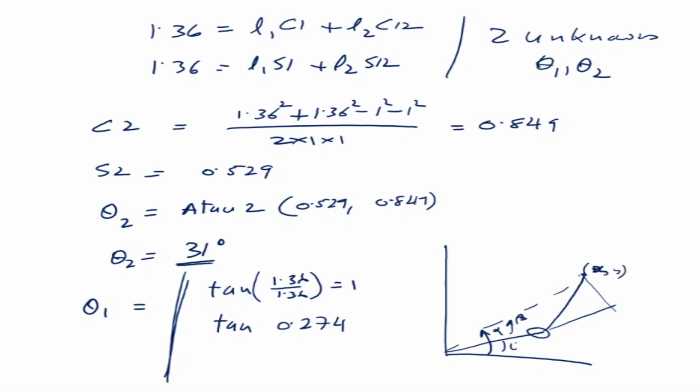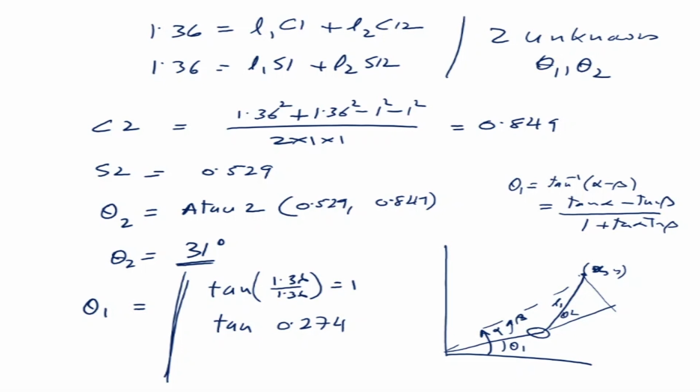So what is theta 1? I have just got theta 2. So what is theta 1? Theta 1 is equal to tan inverse of alpha minus beta, which is equal to tan alpha minus tan beta divided by 1 plus tan alpha tan beta. Right? This is my L1. That's L2. So exactly the same solution is there.